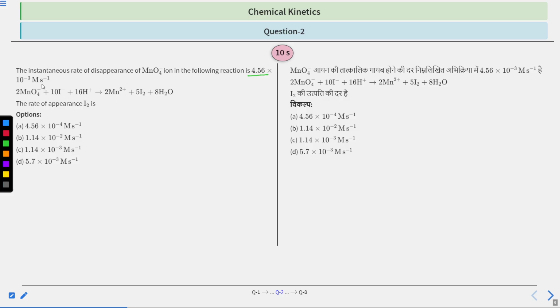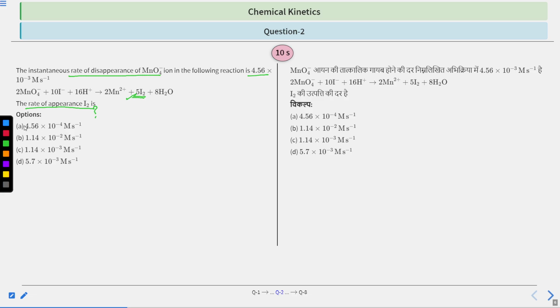Reaction is 2 MnO4 negative plus 10 I negative plus 16 H positive, giving 2 Mn2 positive plus 5 I2 plus 8 H2O. We have to calculate the rate of appearance of I2, because I2 is appearing in the product, right? So MnO4 negative is disappearing and I2 is appearing. Rate of disappearance of MnO4 negative is given. We have to calculate the rate of appearance of I2 molecule.